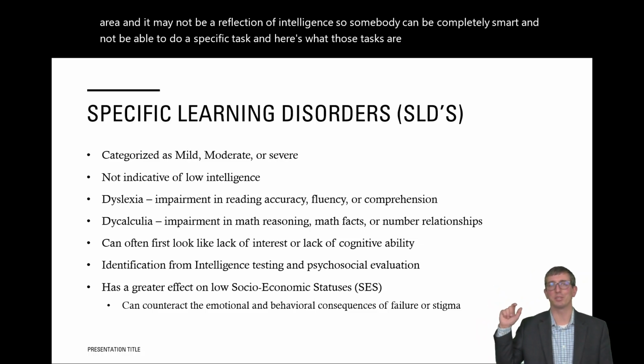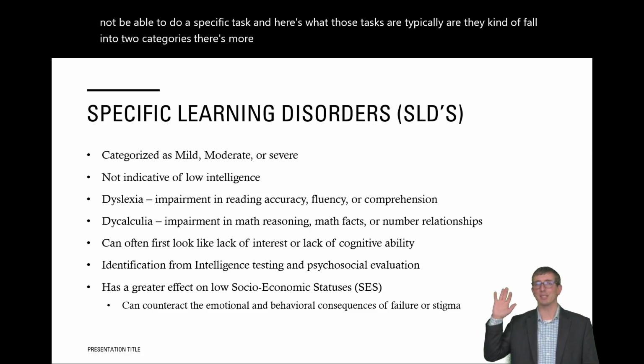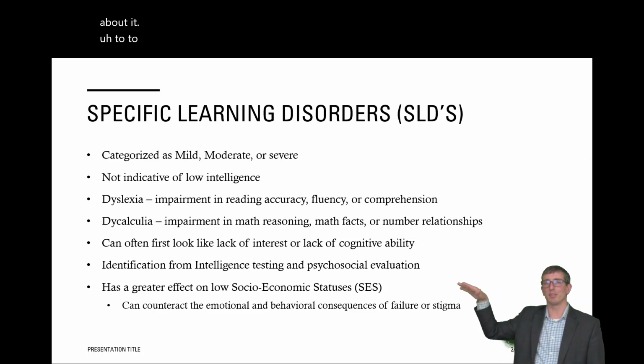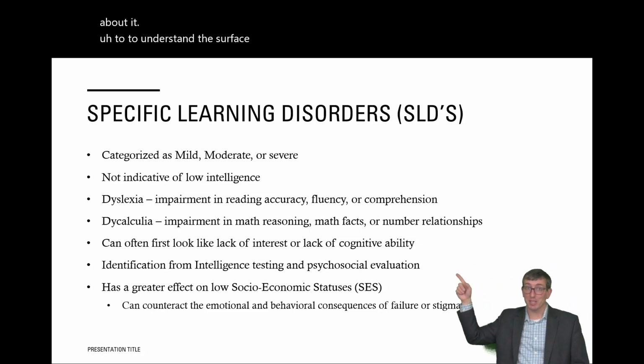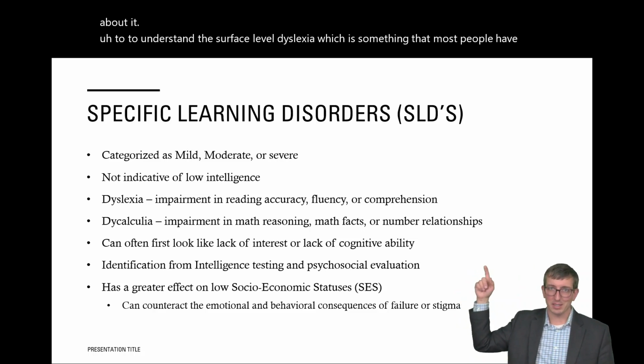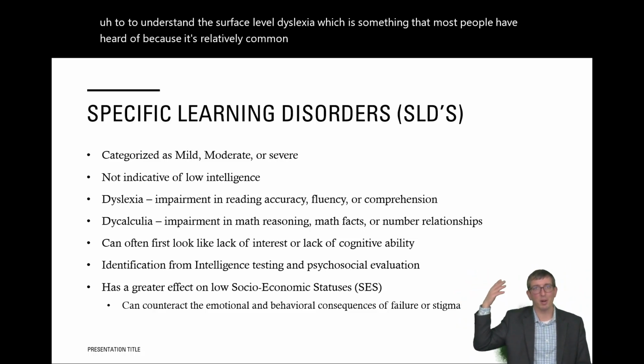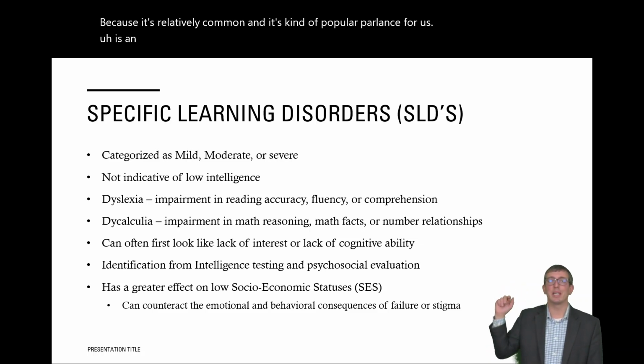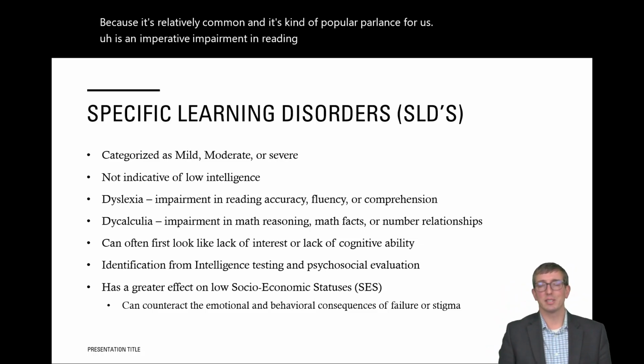They kind of fall into two categories. There's more than this, but this is how we can think about it to understand the surface level. Dyslexia, which is something most people have heard of because it's relatively common and in popular parlance, is an impairment in reading accuracy, fluency, and comprehension.